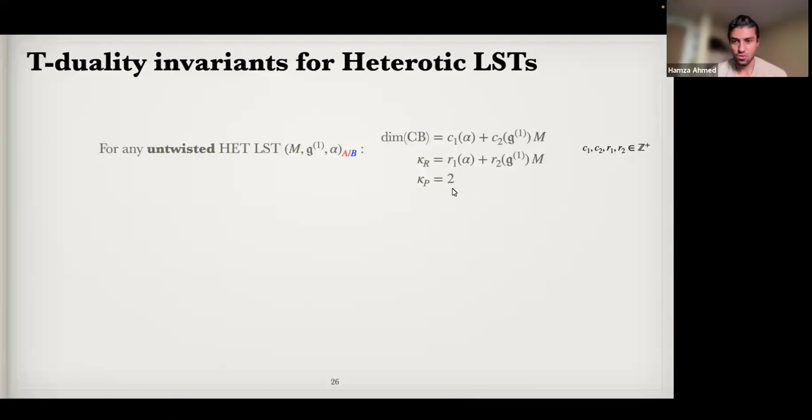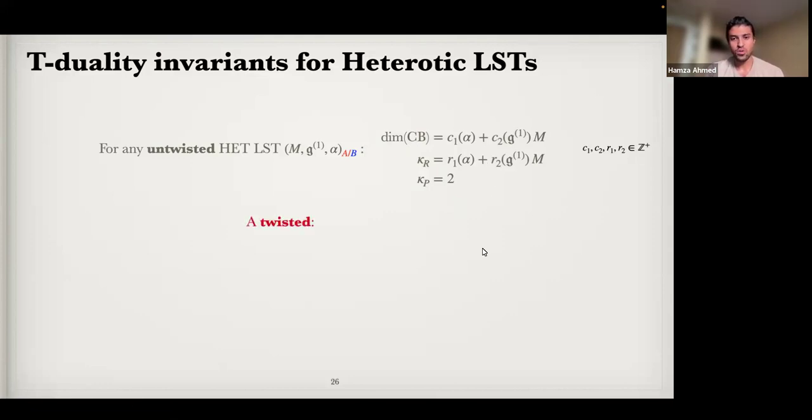Right. And the kappa P, the third invariant, is actually always just 2 for heterotic LSTs, which is also very interesting. The point is, by the end of this talk, hopefully I'll convince you a bit that this can also change. But for now, let's just focus on the other 2 invariants.